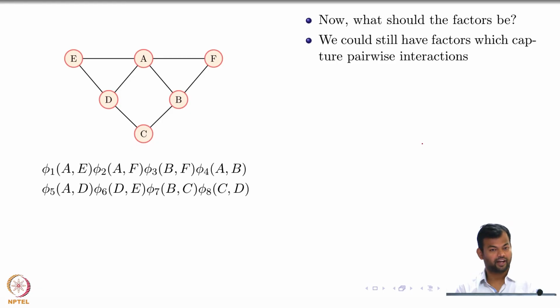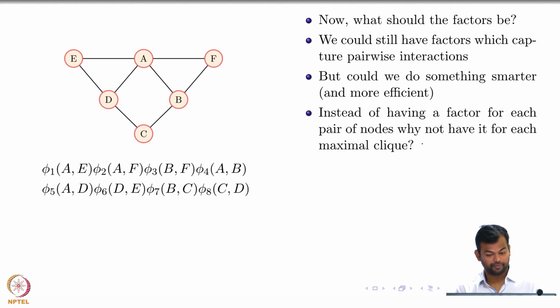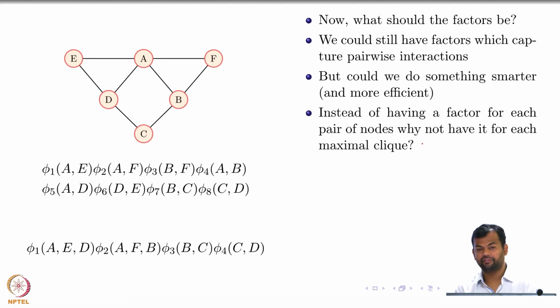You could still have these factors, right? I could have a factor associated with every edge, and then I could just normalize that to get a probability distribution, okay? Instead, we could do something smarter. We could have a factor associated with every maximal clique. What do I mean by a maximal clique?